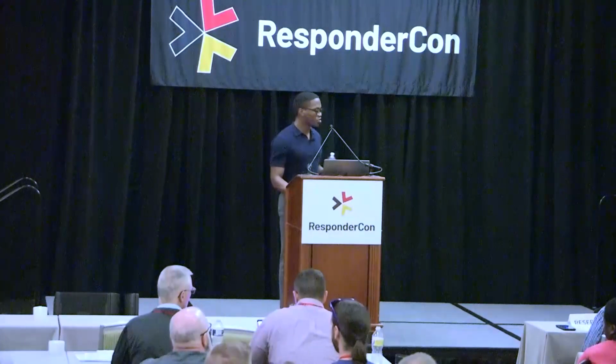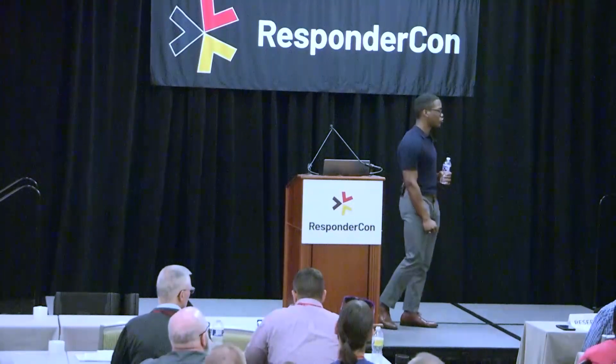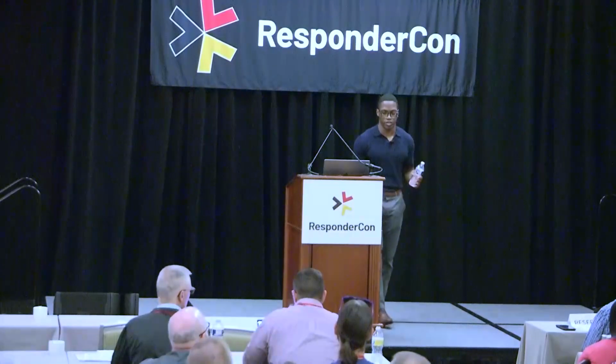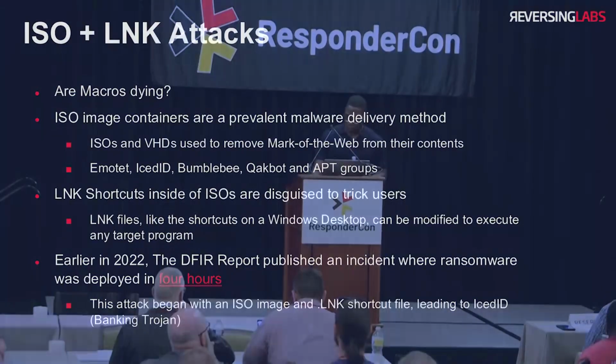So this is one of the incidents that was actually mentioned earlier today. The DFIR report published on this incident that led to quantum ransomware. It began with an ISO image. There was a link shortcut file, led to IcedID, led to quantum ransomware. There's no relation between quantum ransomware and Quantum Builder, which I'll be talking about here. It's just overlap in tool naming.